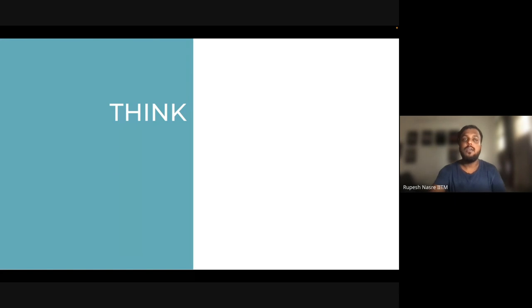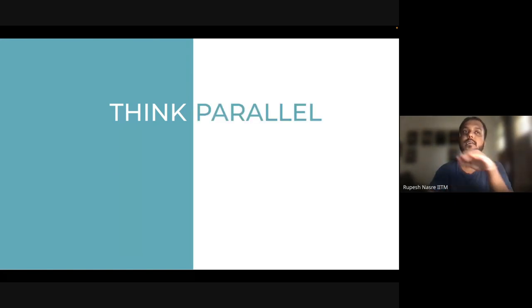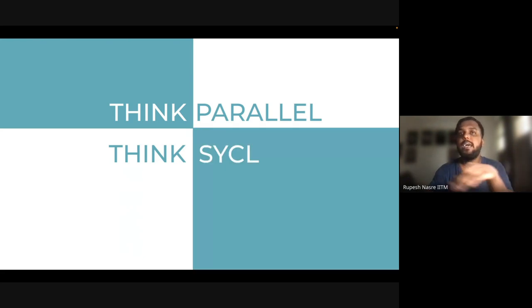With this note, what do you have to do to increase the performance? Think parallel, think Sycl. Why am I saying think Sycl? Because here we get the opportunity to deal with various heterogeneous systems, unlike CUDA and other parallel programming models, where we are restricted to using one kind of GPU, right? So think parallel, think Sycl.